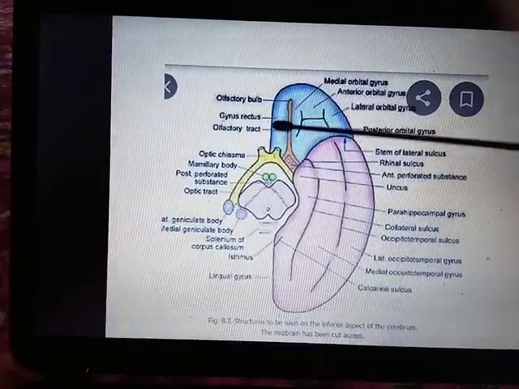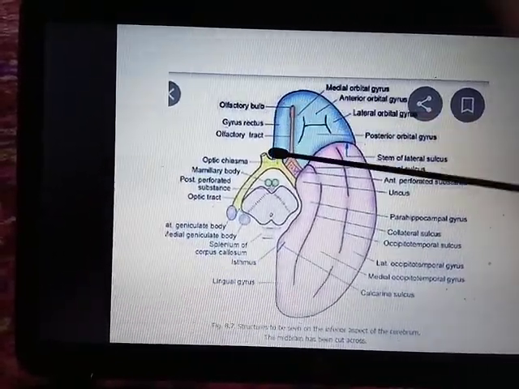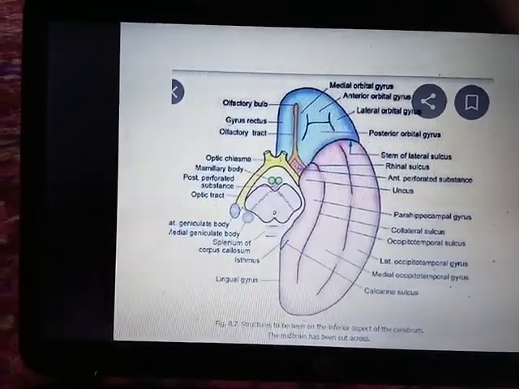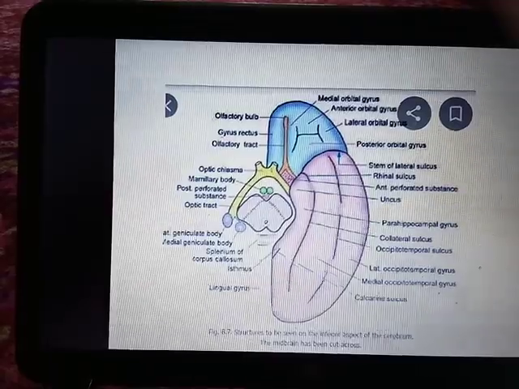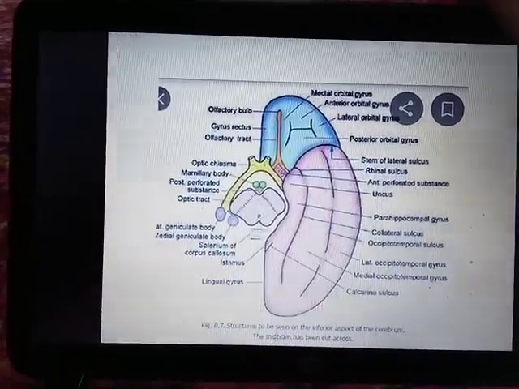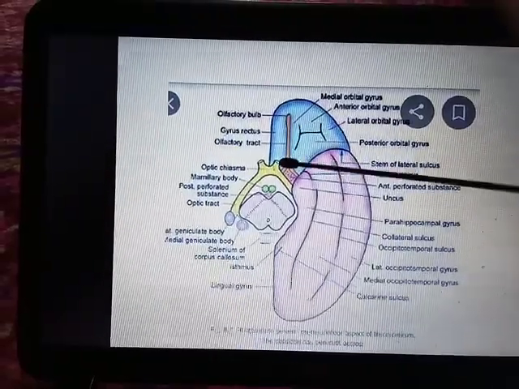Medial to this olfactory sulcus, you have this area, which is called the gyrus rectus. Why gyrus rectus? Since it is straight. The word rectus itself implies that the thing should be straight. So this is the gyrus rectus and this is the olfactory sulcus.